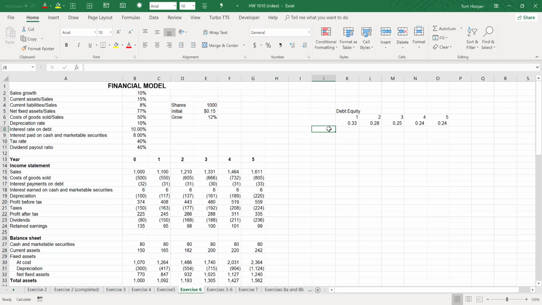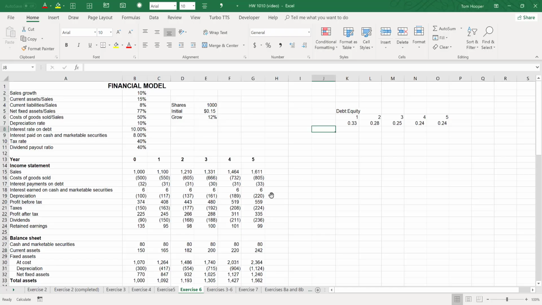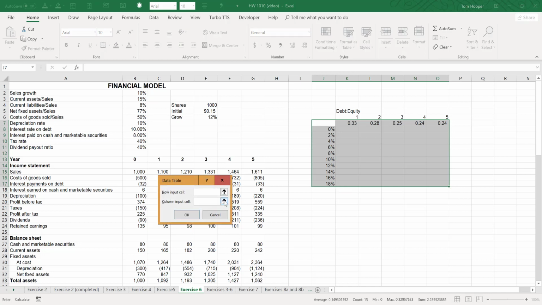We want to see how this changes with dividend growth rate, in steps of 2% from 0 to 18. So 0%, 2%, grow that to 18. So we'll do this with a data table. Alt-DT for data table. Column input cell is the growth rate.